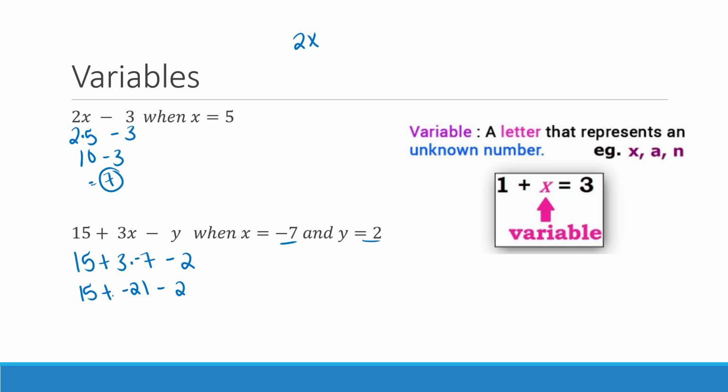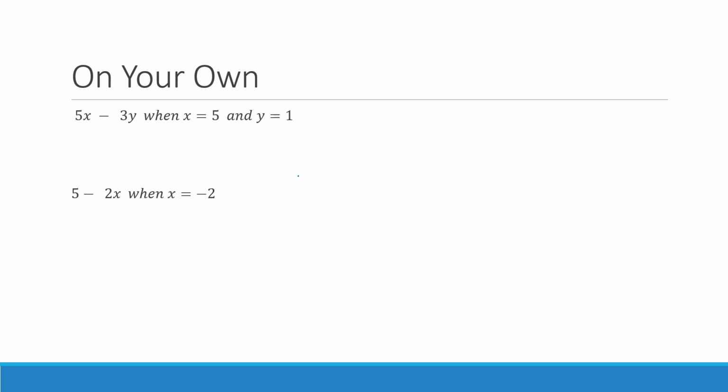I'm going to do my addition next. 15 plus negative 21 is going to give me a negative 6. And then negative 6 minus 2, keep in mind that's add the opposite here. So that's the same thing as negative 8. Pause the video and try these on your own, and when you're ready, hit play to check your answer.